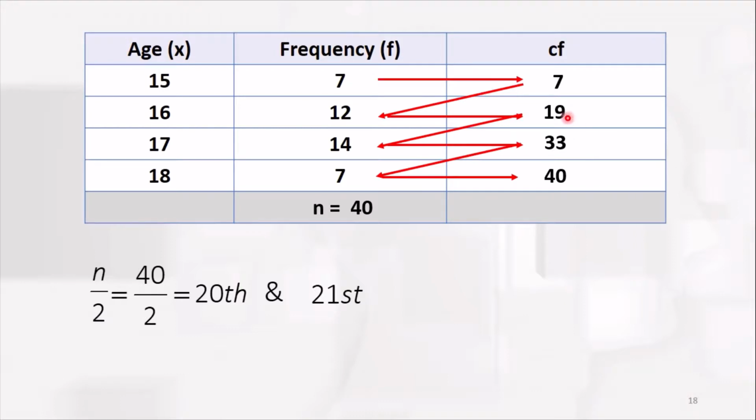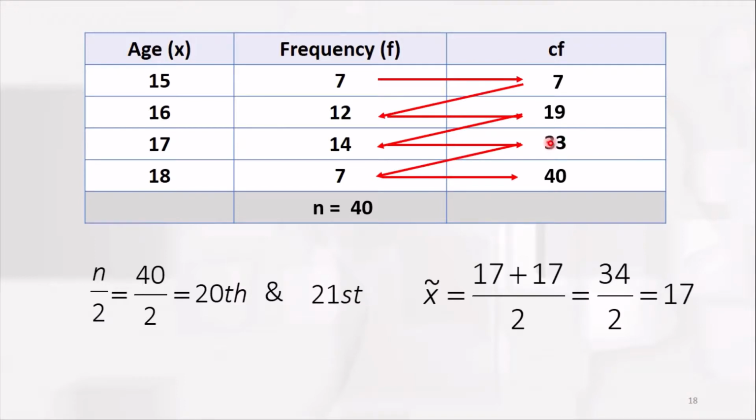Okay? So, ang gagawin lang natin is to identify yung 17 and 17 kasi yun yung 20th and 21st natin. Yung mean natin is 17 plus 17, that's 34 divided by 2 is equal to 17. So, ang median natin is 17. Okay? So, I hope you get it.